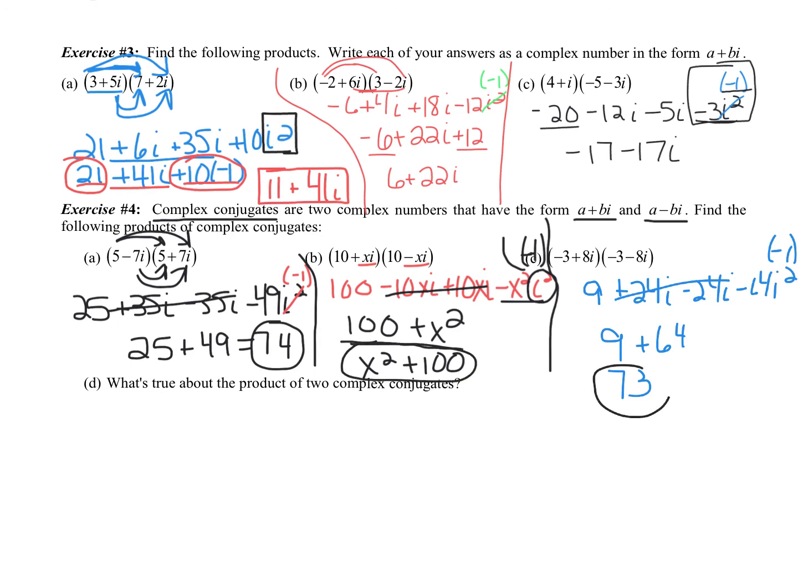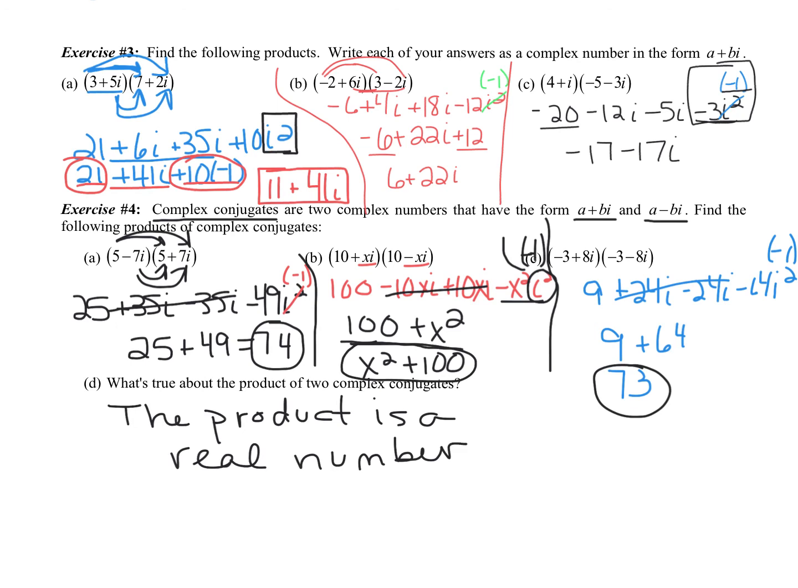When I look at each of my answers, we see that the answers are just a real number. So the product is a real number. So this is another time, just like we saw with those i squared or i to the fourth or any of those even powers of i, that the imaginary numbers go away and it's just real. Here, if I multiply these two binomials that are complex conjugates together, my answer is also a real number.